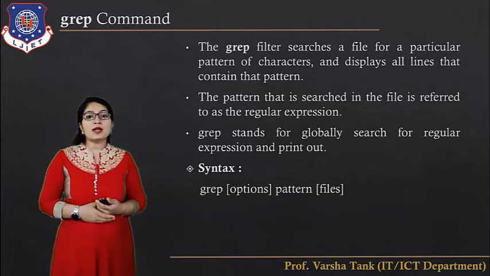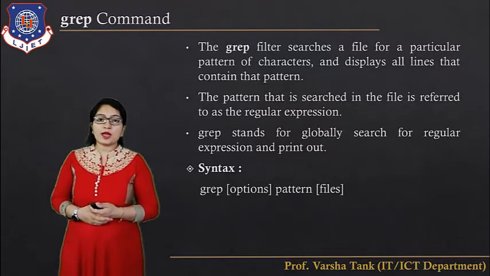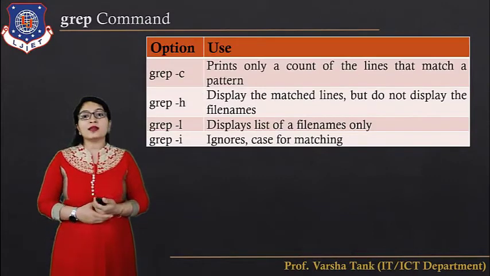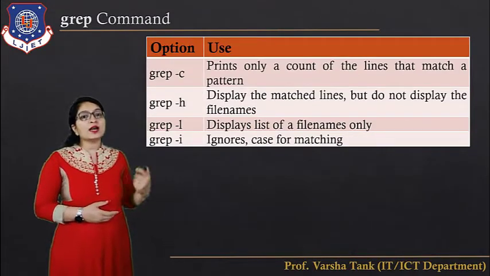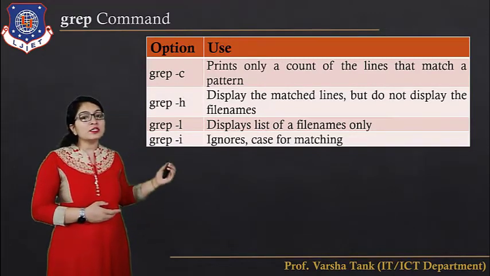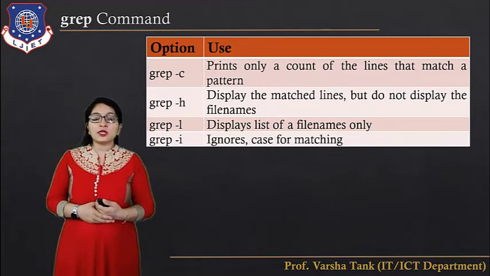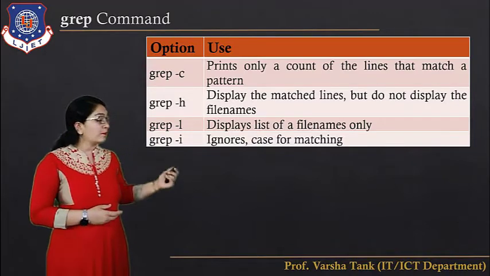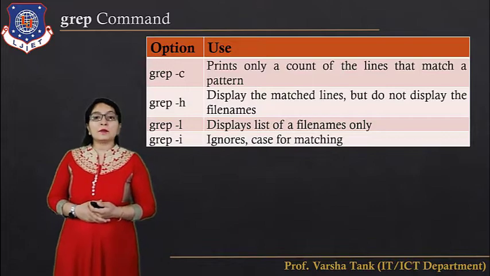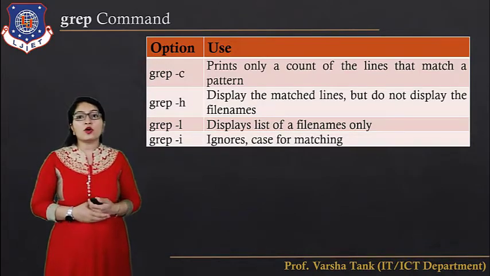The syntax for the grep command is grep, options, pattern, and files. And these are the options for grep. Grep -c means print only the count of the lines that match the pattern. Grep -h means display the matching lines but do not display the file names. Grep -l means display the list of the file names only. And grep -i means ignore case for matching.